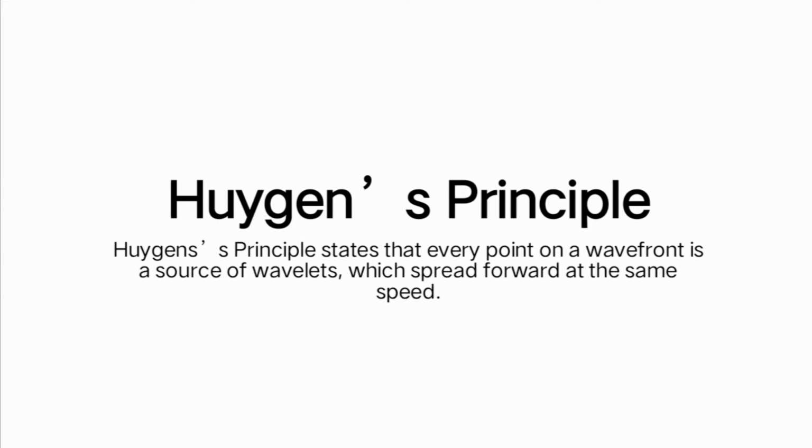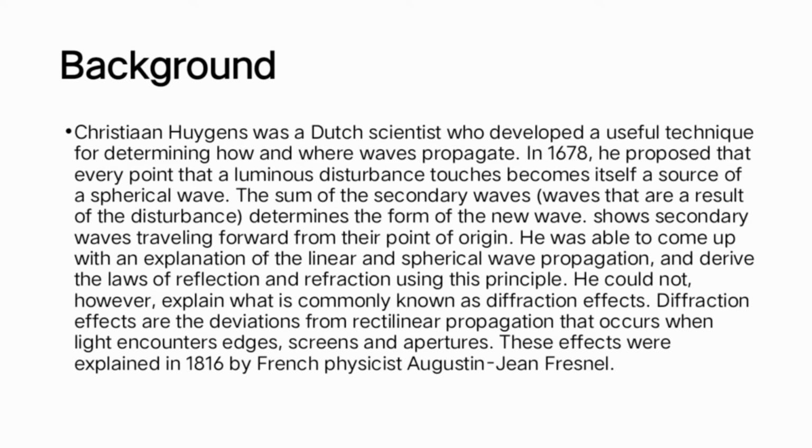So our first topic is all about Huygens' principle. Huygens' principle states that every point on a wavefront is a source of wavelets which spread forward at the same speed. Christian Huygens was a Dutch scientist who developed a useful technique for determining how and where waves propagate. In 1678, he proposed that every point that a luminous disturbance touches becomes itself a source of a spherical wave.